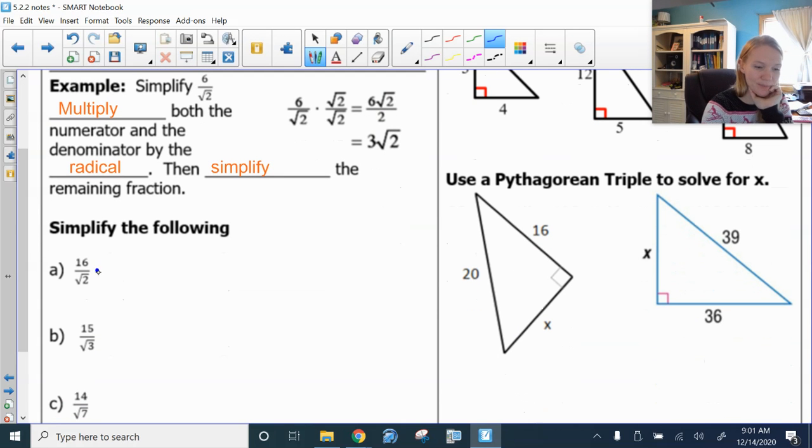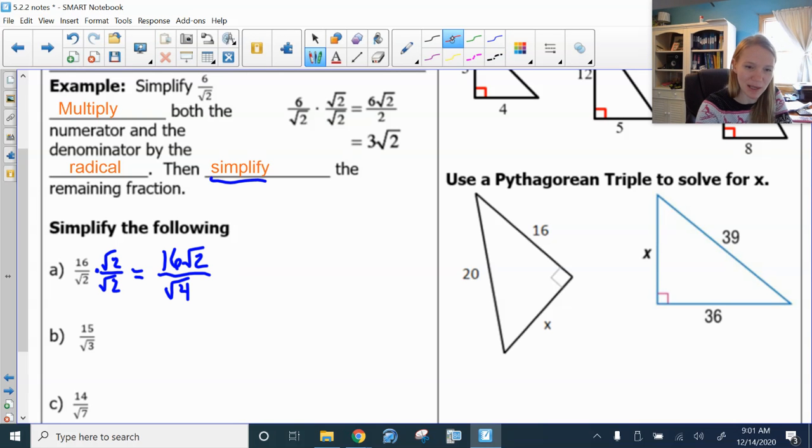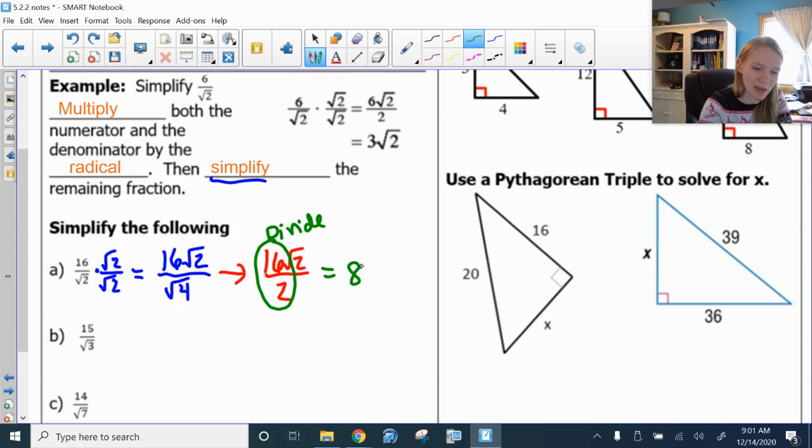So let's take a look. Simplify the following. So here's what I'm doing. I'm multiplying top and bottom by root 2 to get rid of the square root of 2 on the bottom. That makes the top just 16 root 2. Technically, the bottom, square root of 2 times square root of 2, would be square root of 4, but I can simplify that. So I've done the big step. I just have to simplify my answer, because the square root of 4 is just 2. And so now I can divide 16 and 2, which is going to give me 8.